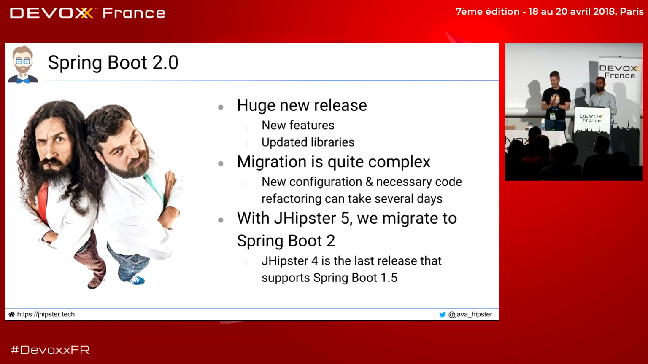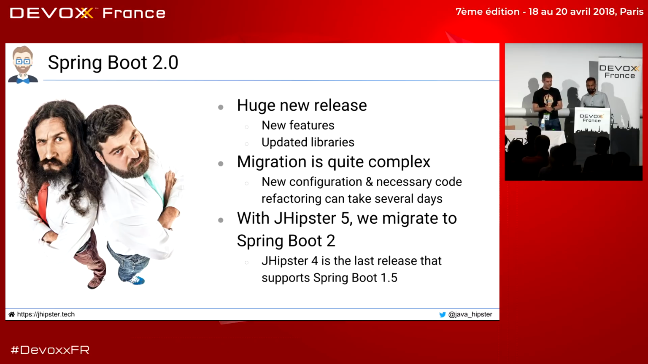So JHipster 5 is just around the corner. We've got a beta 0 release that is already released in our beta channel. The final version will be released very, very soon. The first big news on the server side is, of course, we are migrating to Spring Boot 2, like we should do, because Spring Boot 1.5 is the past now.